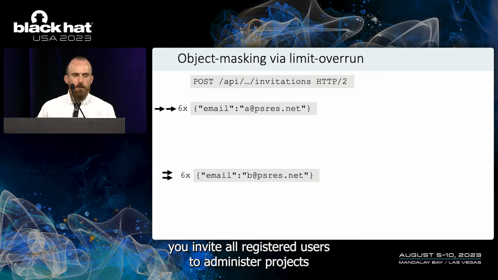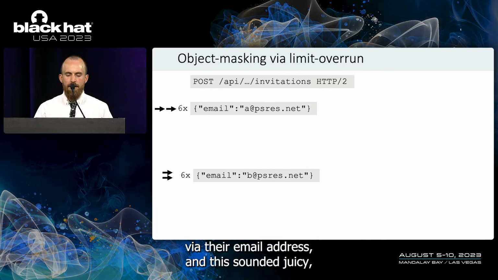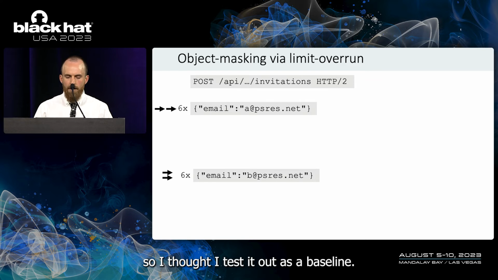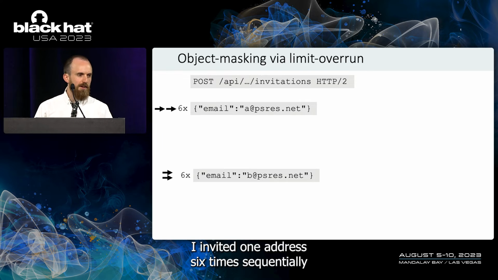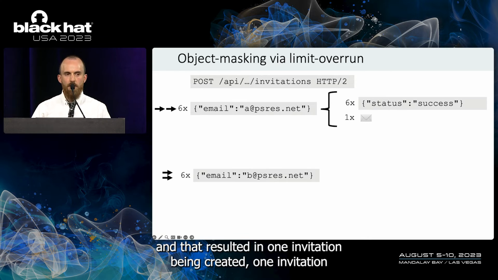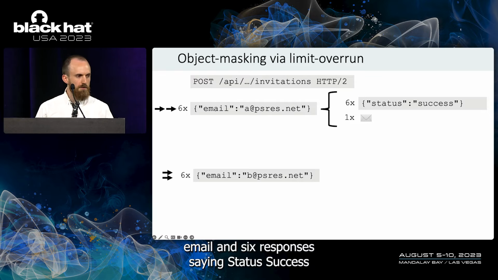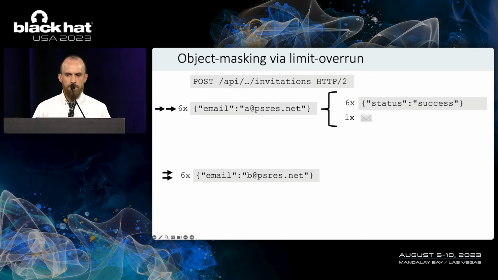GitLab lets you invite unregistered users to administer projects via their email address. And this sounded juicy, so I thought I'd test it out. As a baseline, I invited one address 6 times sequentially, and that resulted in 1 invitation being created, 1 invitation email, and 6 responses saying status success.